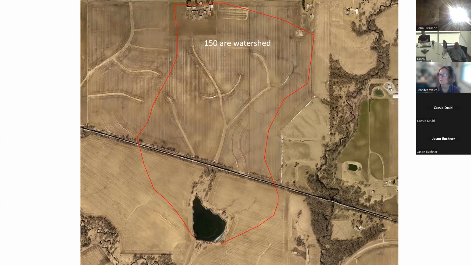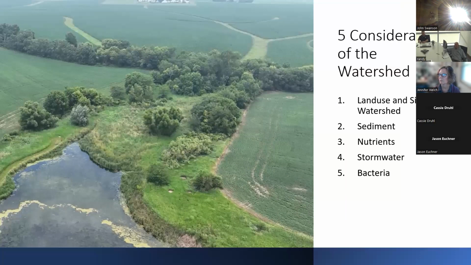And that's what I'm going to go through now. So we'll go to the next slide, Jen. And so I have to break things very simply. Like, what are the top 5 things you need to know as a pond manager when you're thinking about your watershed? And to me, those 5 things for an Iowa pond owner are land use and size of the watershed. How is that impacting your pond? Sediments, also known as soil, nutrients, stormwater, and bacteria. So I'm going to walk us through these 5 things. And again, think about what is your pond's watershed and how are these different considerations impacting your pond?